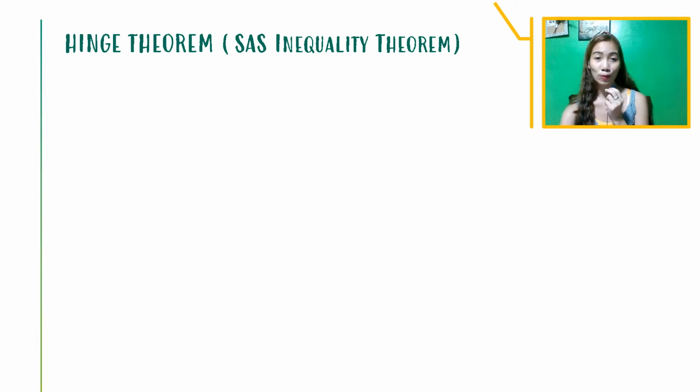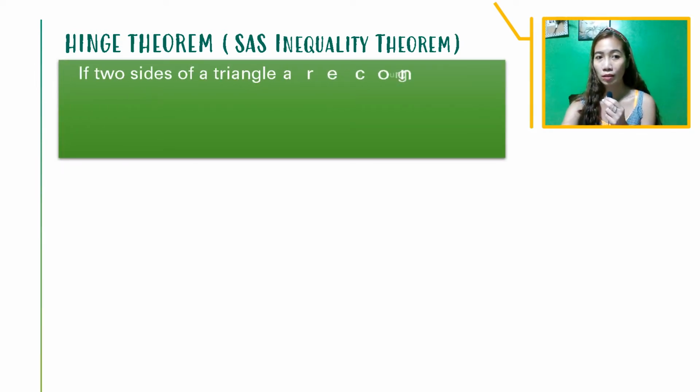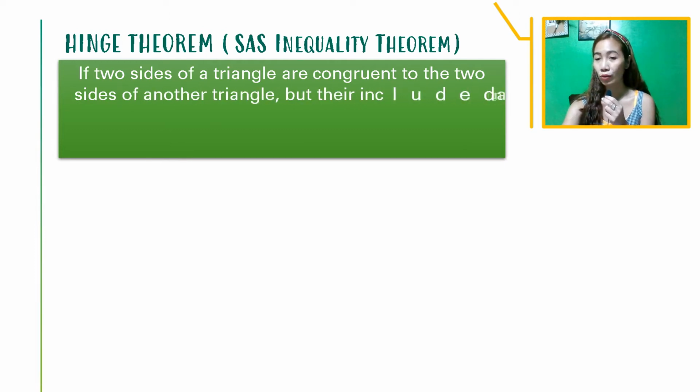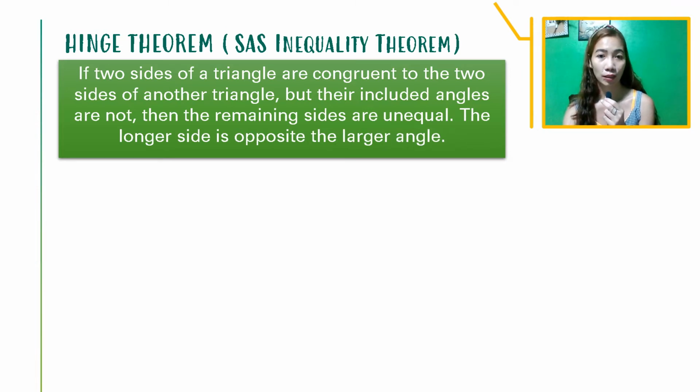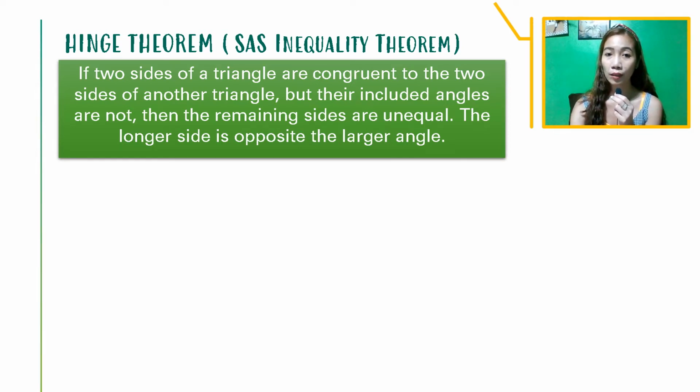Hinge theorem is also called the SAS inequality theorem. From the name itself, ang involved dito are the two sides and an included angle. Remember, here we are dealing with two triangles. So what is the Hinge theorem? It states that if two sides of a triangle are congruent to the two sides of another triangle, but their included angles are not, then the remaining sides are unequal. The longer side is opposite the larger angle.